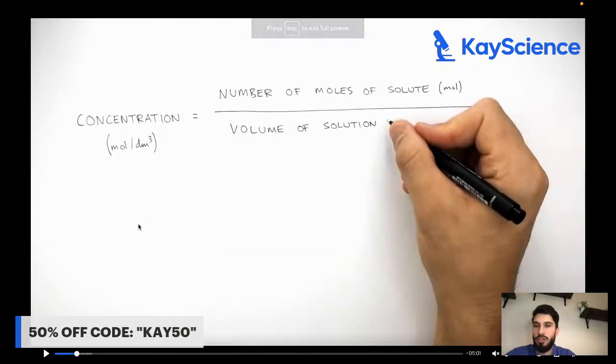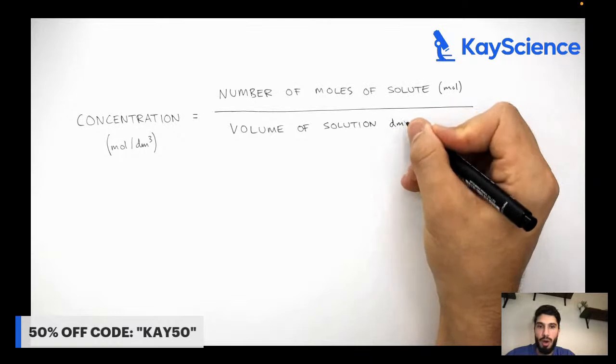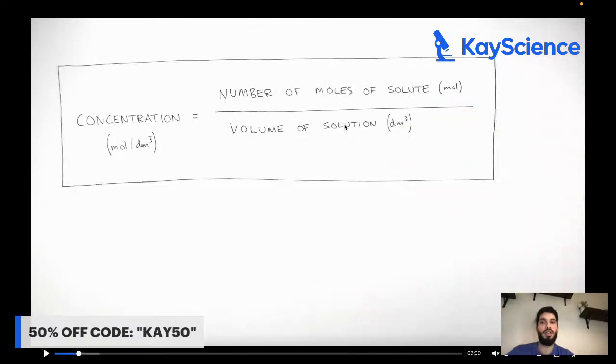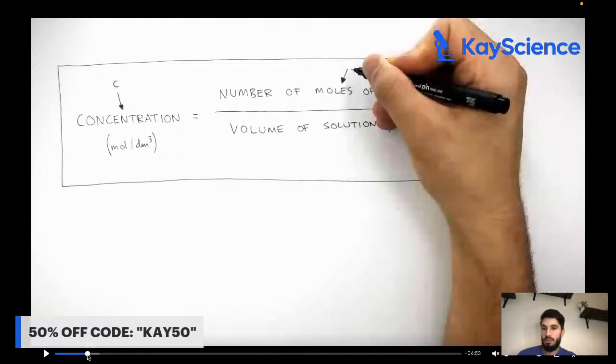To calculate concentration, we do moles, number of moles of the solute, and the unit is mole, divided by the volume of solution. And generally speaking, just about every single exam question is always going to ask for the concentration in moles per decimeter cubed. And they trick you. They give you the volume in centimeters cubed. They want to see, are you able to convert the volume in centimeters cubed into decimeters cubed? Okay, so always look out for that.